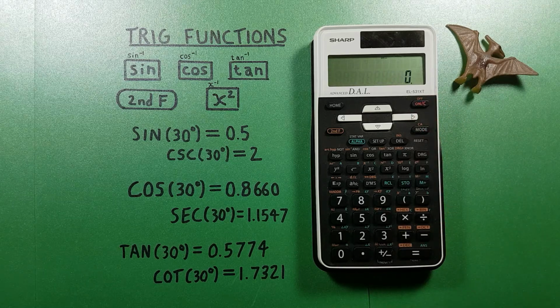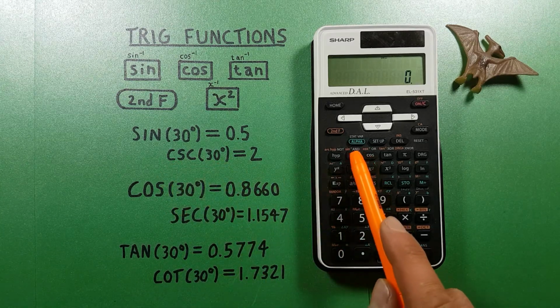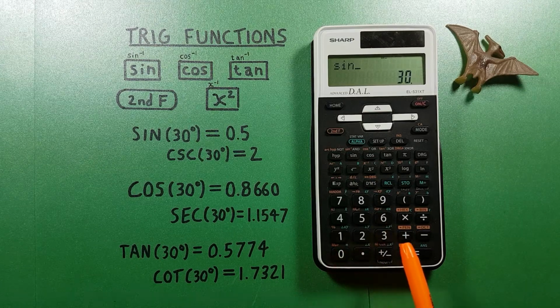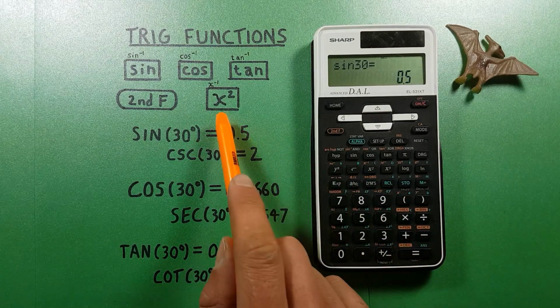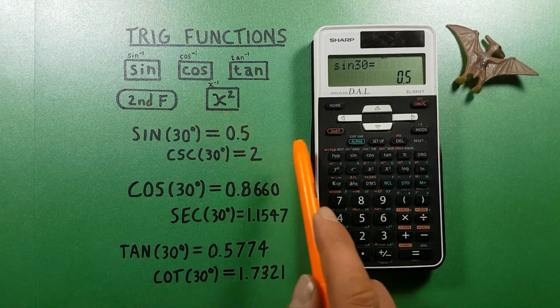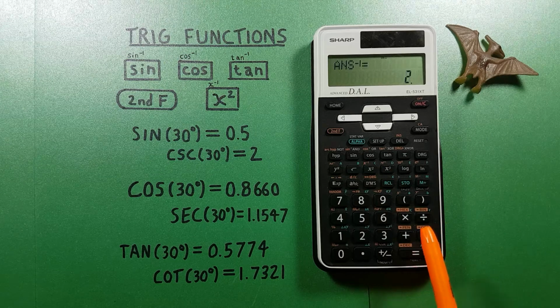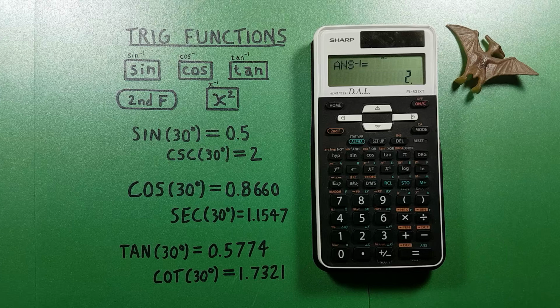What about cosecant, secant, and cotangent? Well, to find this, we use the inverse of the answer for the corresponding function. So, for example, if we wanted the cosecant of 30 degrees, we would start by finding the sine of 30, and then using the inverse key, or the second function of the x squared key. So we go second function, x squared equals, and we get the cosecant of 30 degrees is equal to 2.